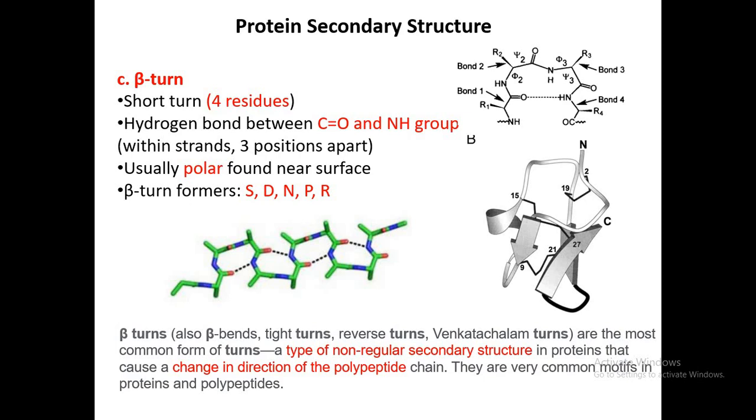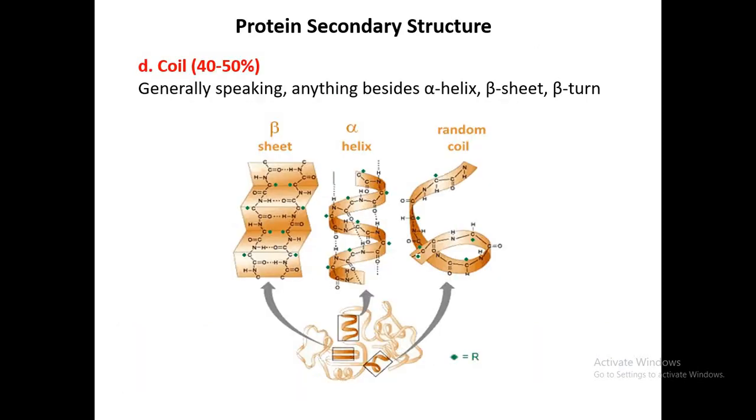It is important because, due to the beta turn, the beta strand or polypeptide chain can easily rotate in another direction. Now we will discuss another type of protein secondary structure, that is the coil. Almost 40 to 50% of the proteins present in the cell are in the coil form. And what is the coil?